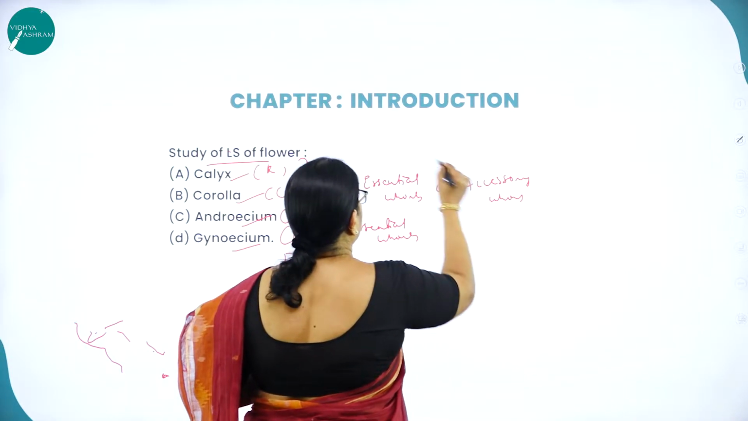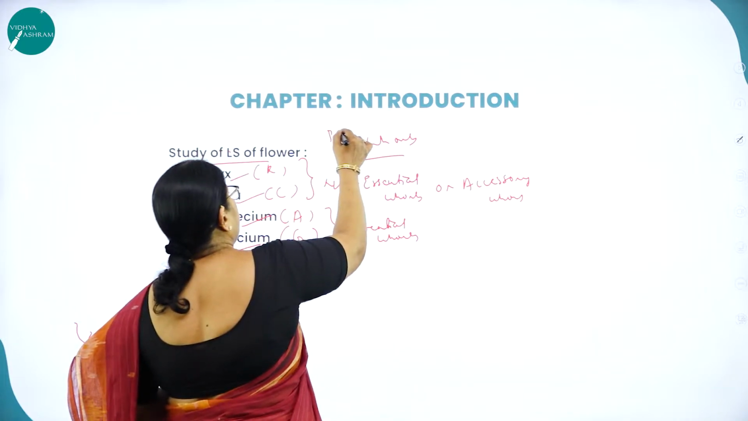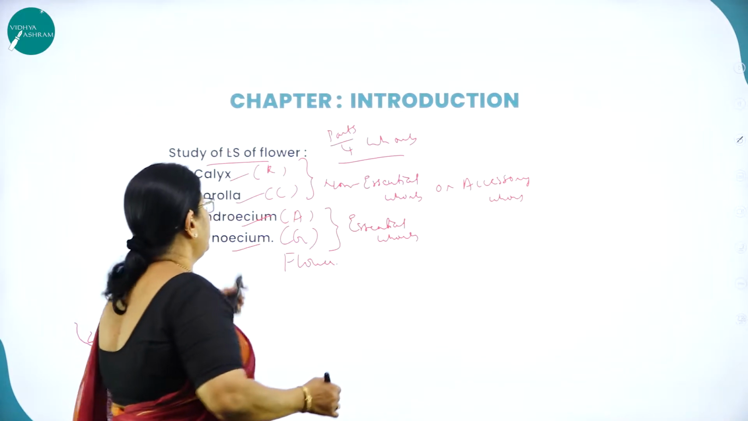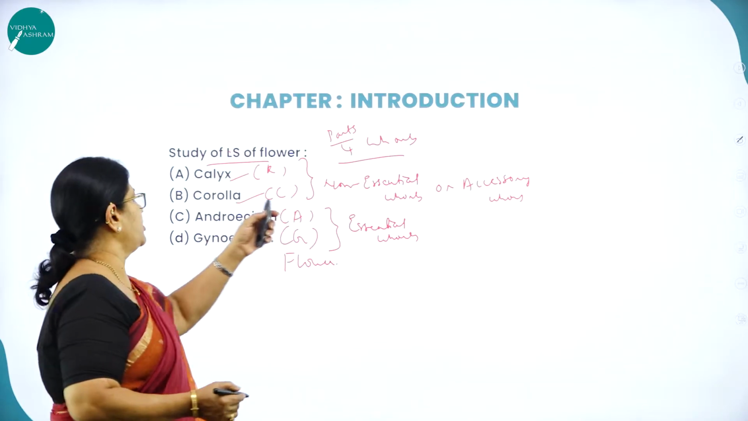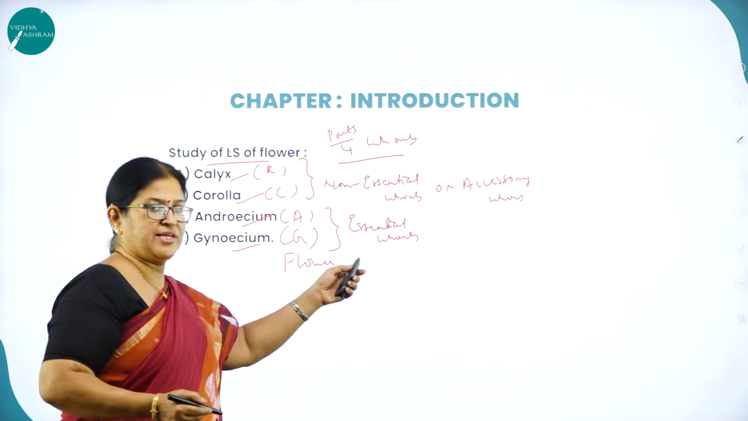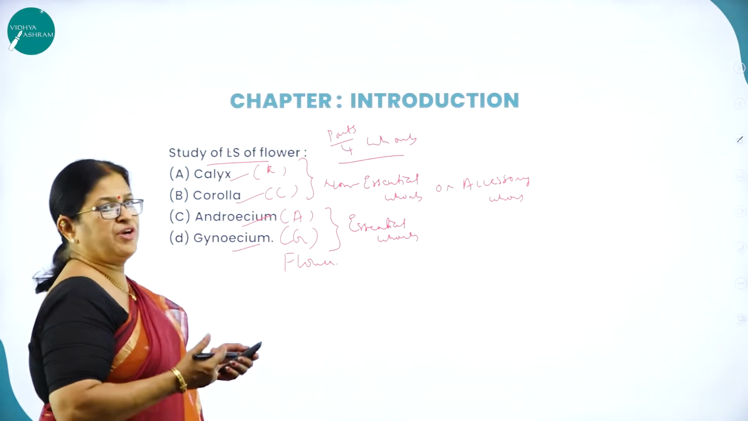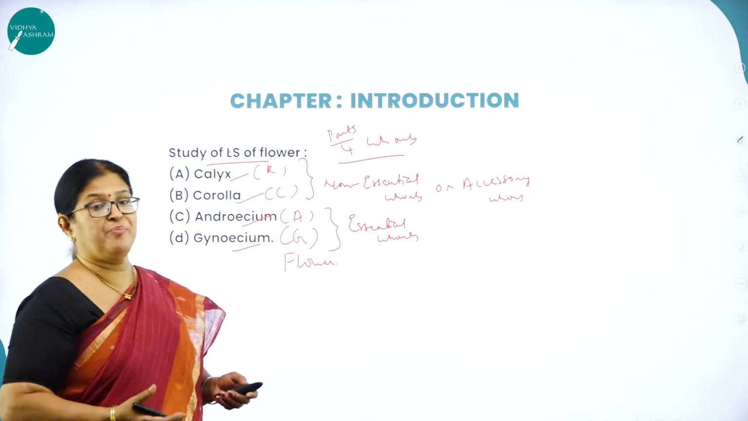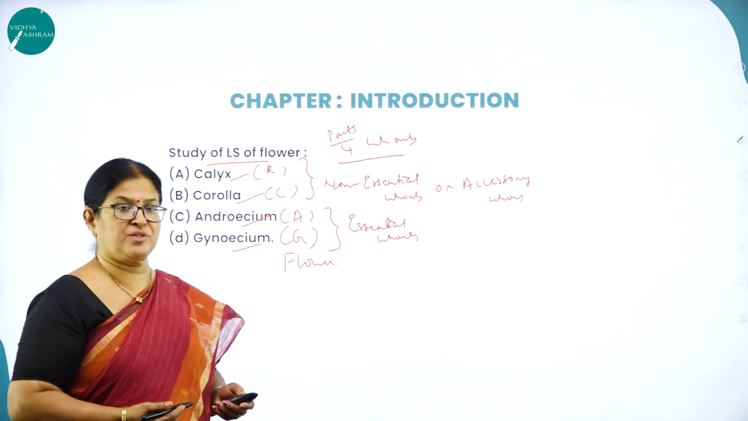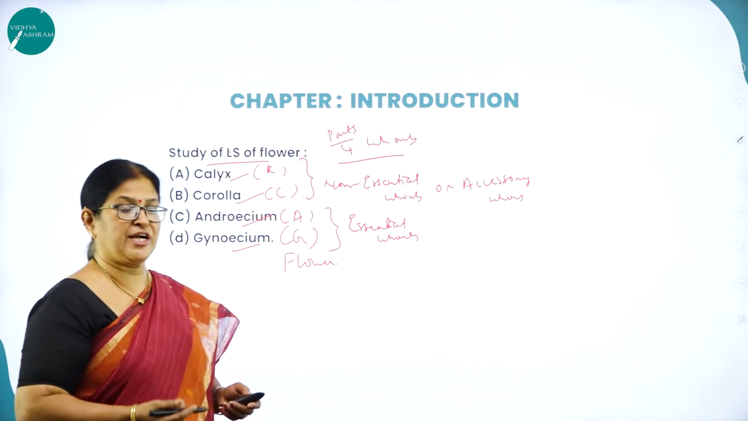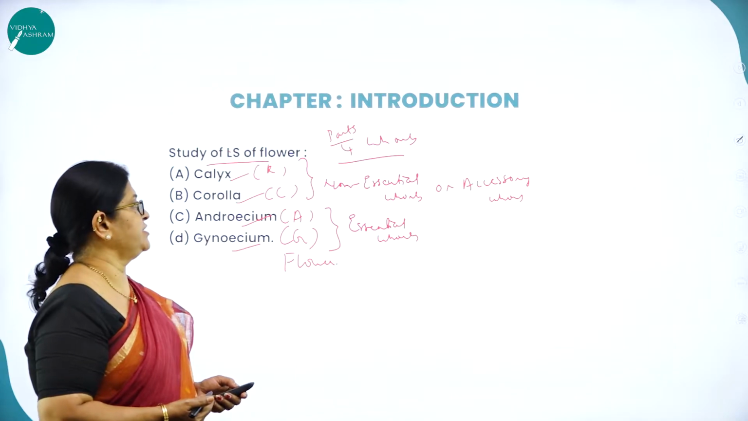So what are the 4 whorls of a flower? 4 whorls means 4 very important parts of a flower. Calyx and corolla, that is non-essential whorls or accessory whorls. Androecium and gynoecium, that is essential whorls, which directly take part in the process of reproduction. So we all know that flower is a very important, fascinating organ of an angiosperm which takes part in the process of reproduction and helps in the continuity of the plant species from generation after generation.